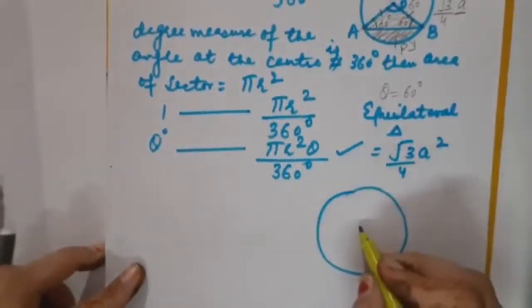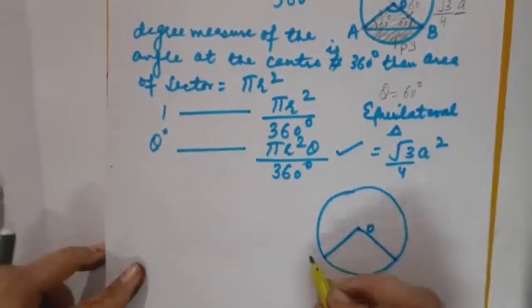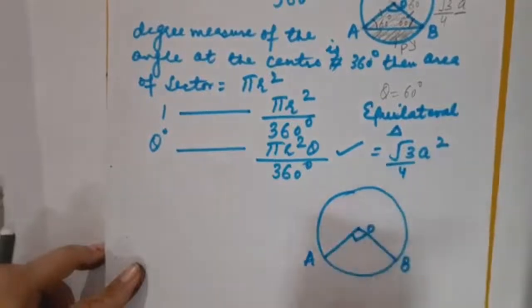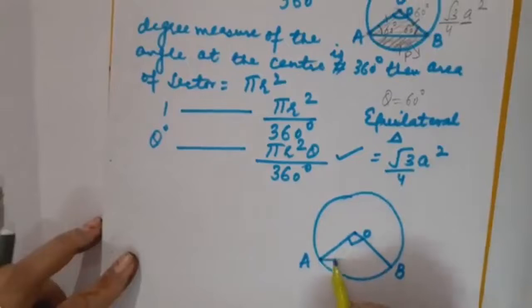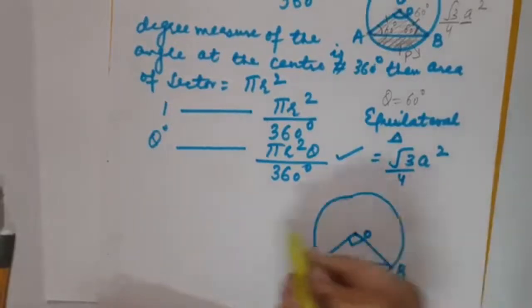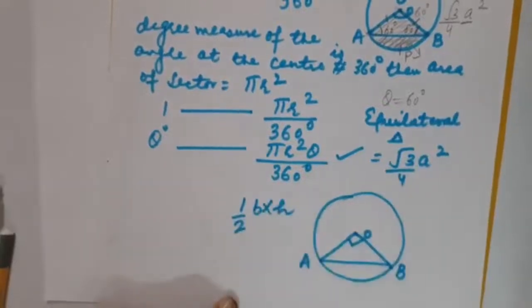This is a circle. This is the center point. Let it be points A and B. For example, this is forming a 90 degree angle. Then how will you calculate the area of triangle AOB? Definitely you can consider either OB as base and AO as height. So the formula which you have to apply will be half into base into height in that case.